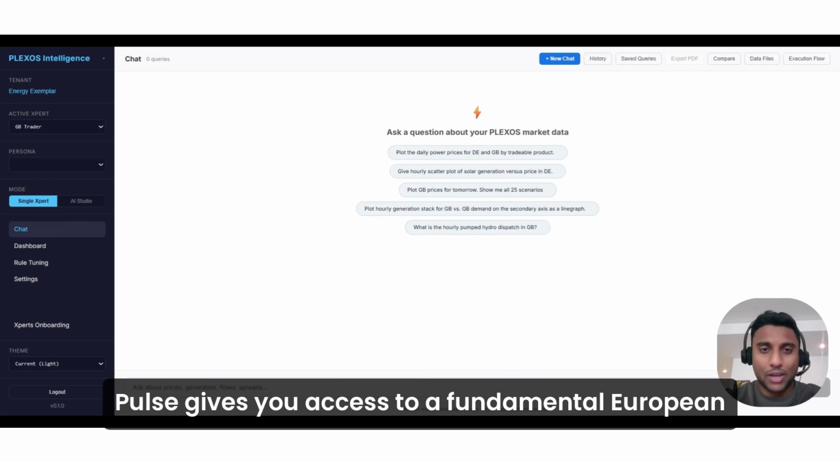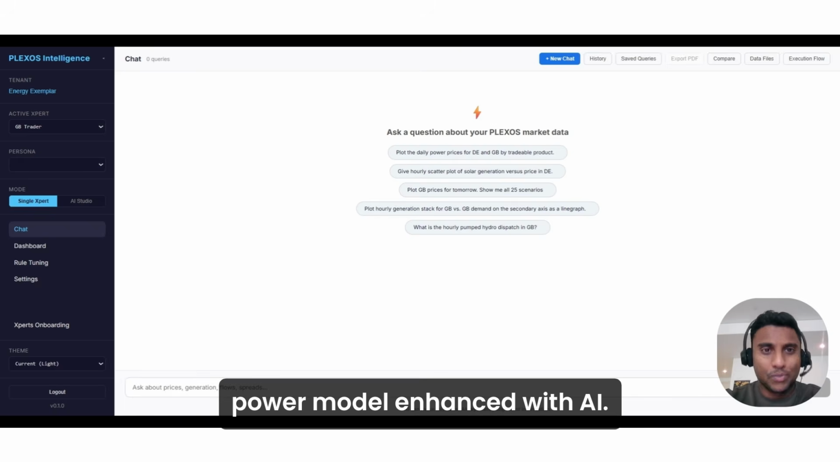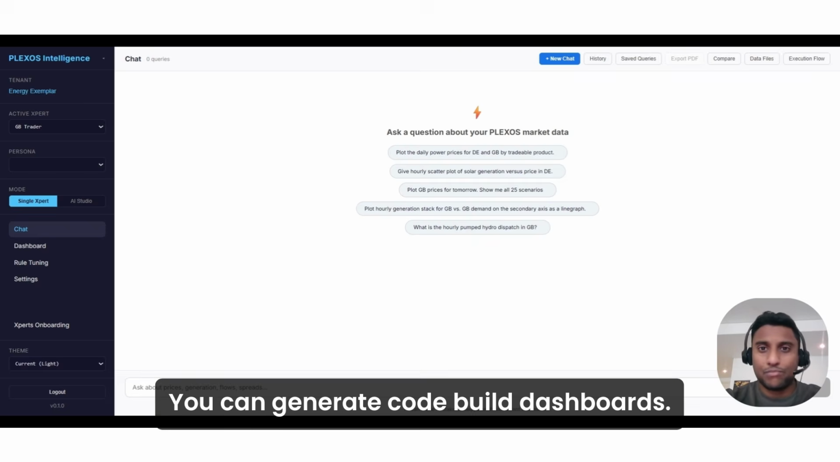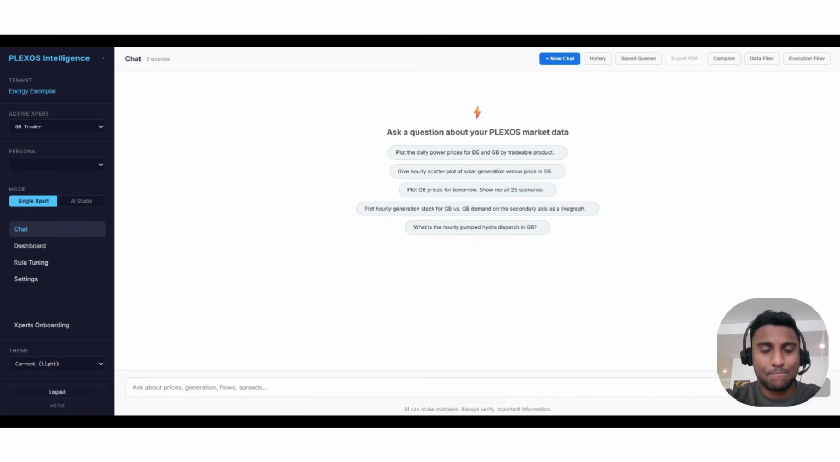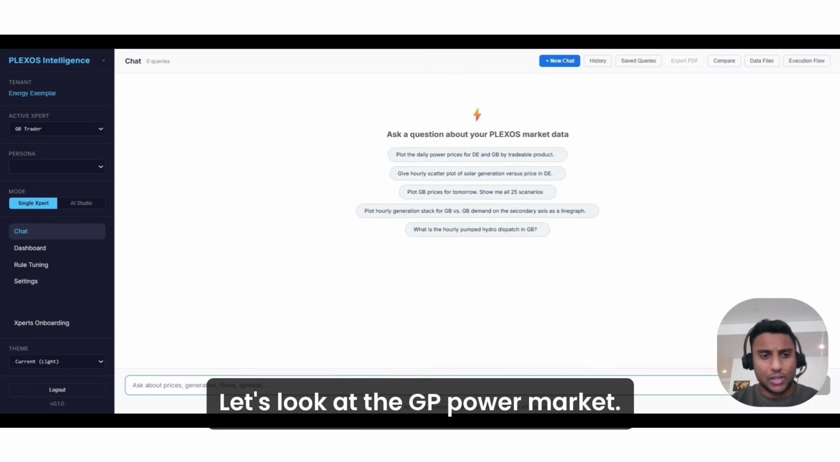Pulse gives you access to a fundamental European power model enhanced with AI. You can generate code, build dashboards, but most importantly, you can ask why. So let's dive in. Let's look at the GB power market.